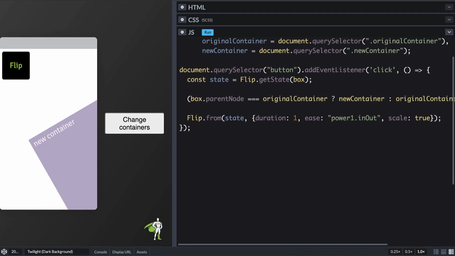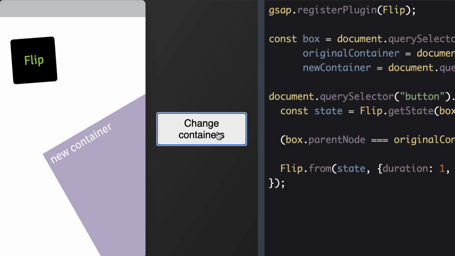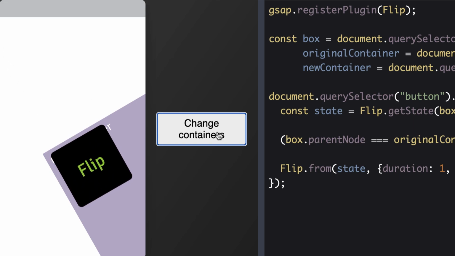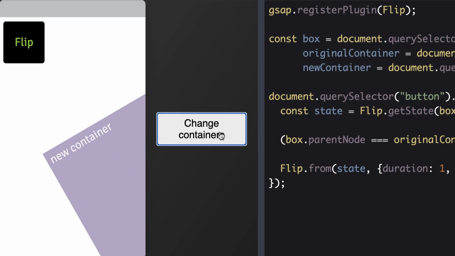That's it. Now the concept is easy, but it can be quite complex to calculate those offsets, especially with nested transforms. Thankfully, Flip plugin handles it all for us. Now notice in this example that there's a little bit of a size difference between the two states because the new container is scaled up a little bit. And so when Flip does its magical offsets to match the previous state, it has to resize that element slightly.